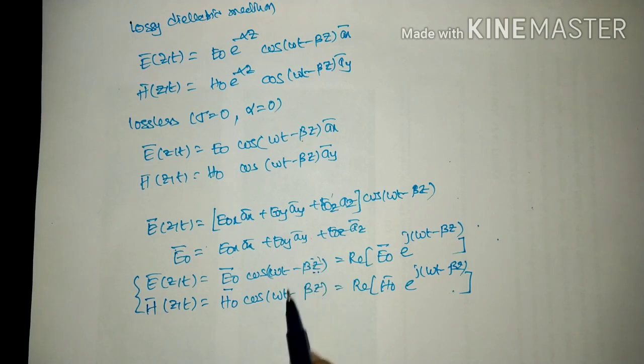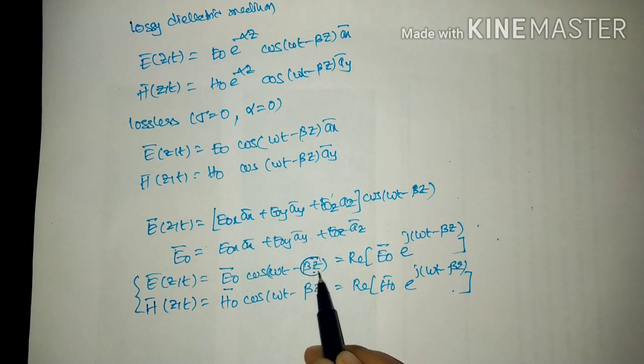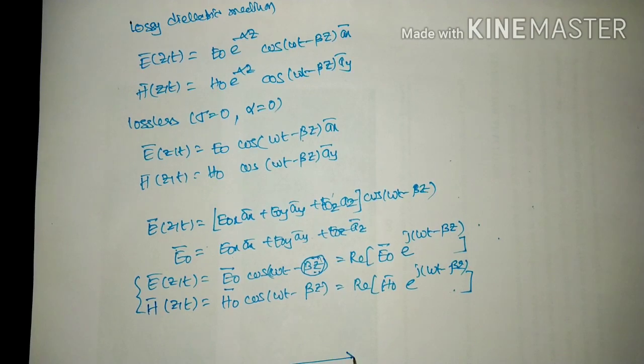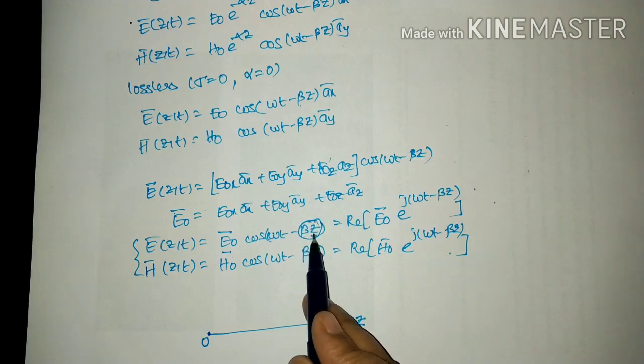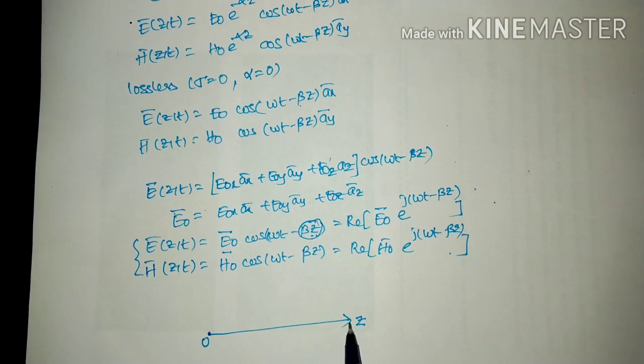So here in this example, since the wave is propagating along the z direction, we define the variation of the phase with respect to distance travelled by the wave as beta into z. So beta into z will give the phase at any location along the direction of propagation. If you consider this is the origin, beta z will define the phase of the wave along the direction of propagation.